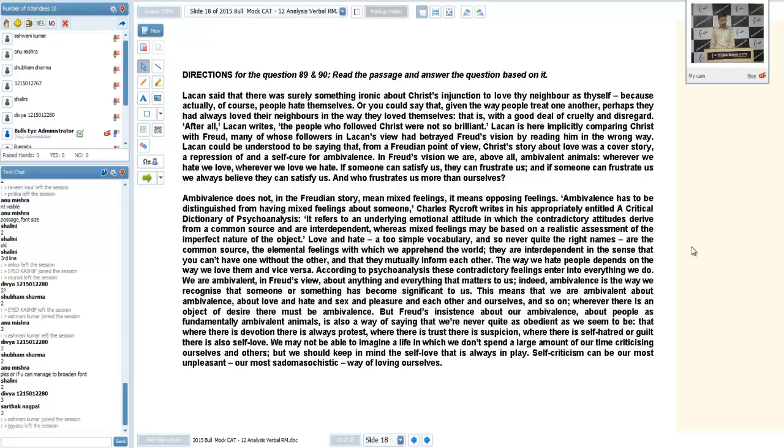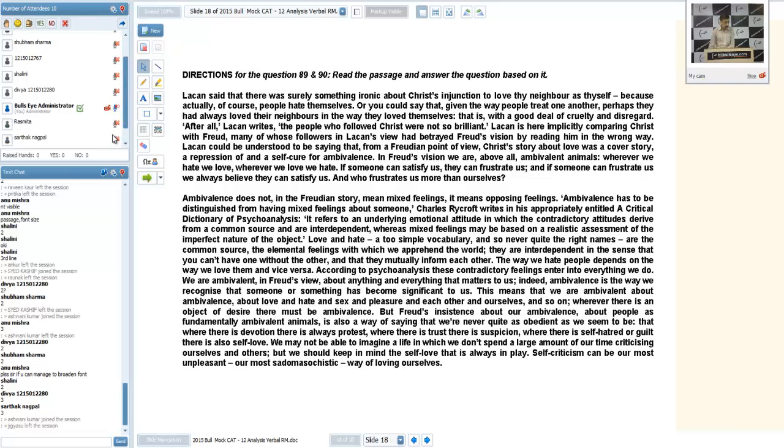So guys, how did you find this passage in terms of understanding? Last 1-2 minutes. Okay, let me see, yes, Ashwani, Anu, Shubham, Shalini, Divya. So what about this passage? Rashmita, Sarthak, are you my regular student?